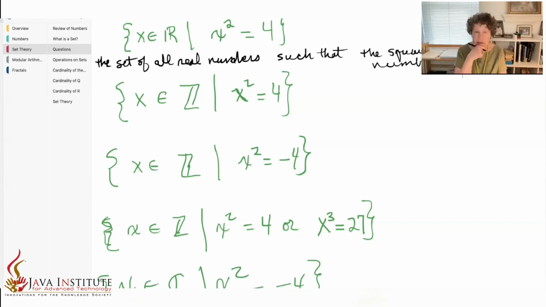The vertical line means such that. Okay, I'm seeing some answers here.